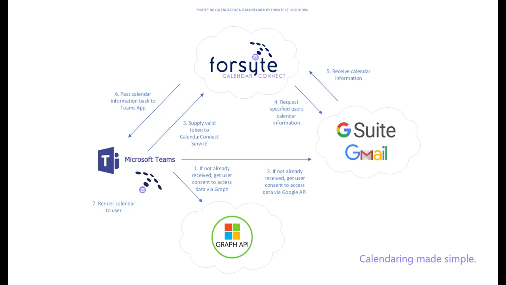After we've received valid consent for both services, we pass that to the CalendarConnect web service. The CalendarConnect web service then goes out and pulls the calendaring information valid for that period, so it's only going to grab a small time window from the G Suite APIs, and it's going to feed that back into the Teams calendar application to render for the end user. Very straightforward process. It's super lightweight, and we've had great, positive feedback from customers that have used it. So give me one second here, and we're going to get the demo queued up, and we'll show you what it looks like.